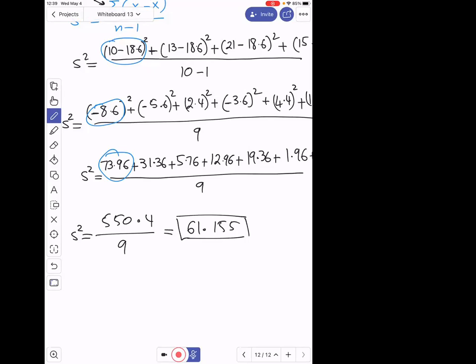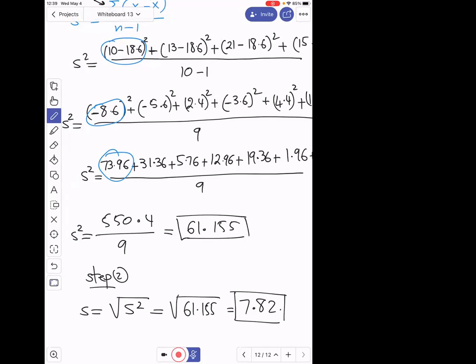Okay, so then step 2, just take the square root of that. So that's the square root of 61.155, which is 7.82. Thank you so much, Annie. So that's your sample standard deviation S.